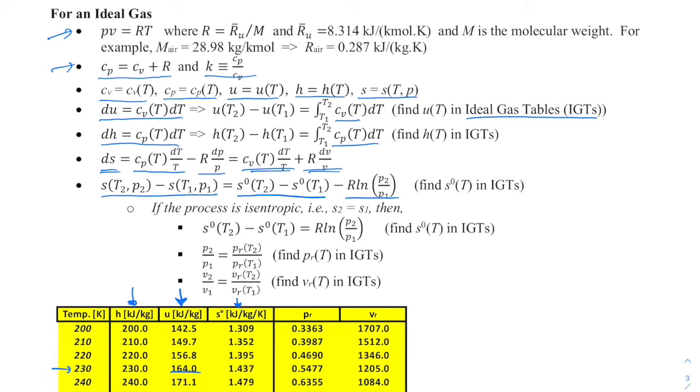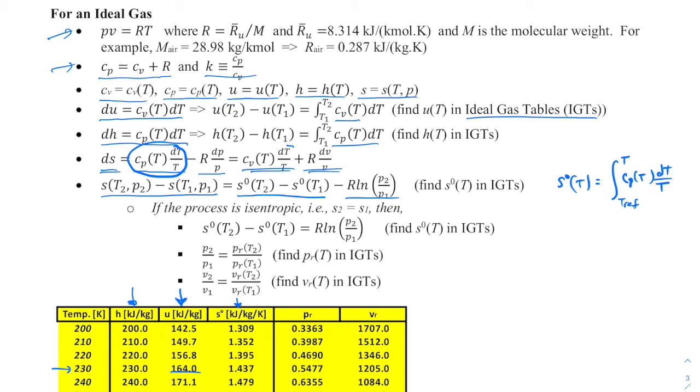And again, what the s naught term is, let me just write it over here, s naught at some temperature is the integral from some reference temperature to some final temperature of Cp(T) dT over T. So that's what's being tabulated and put into the tables, just so you don't have to do that integral.